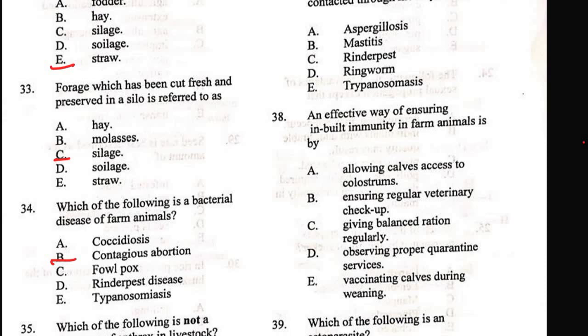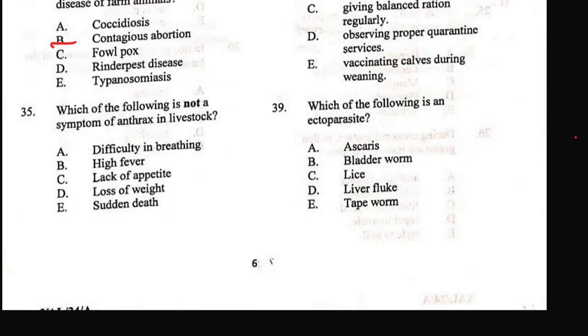Question 35. Question 35 says, which of the following is not a symptom of anthrax in livestock? A, difficulty in breathing, B, high fever, C, lack of appetite, D, loss of weight, E, sudden death. The correct answer is loss of weight.